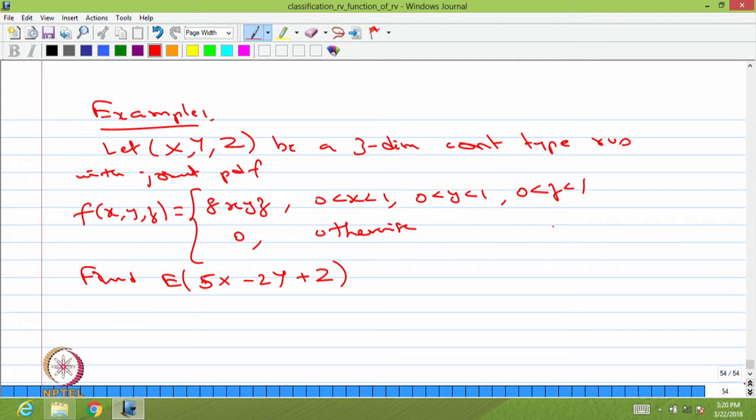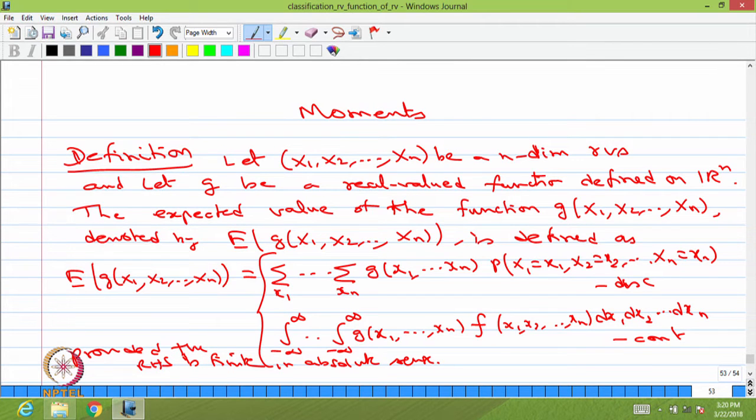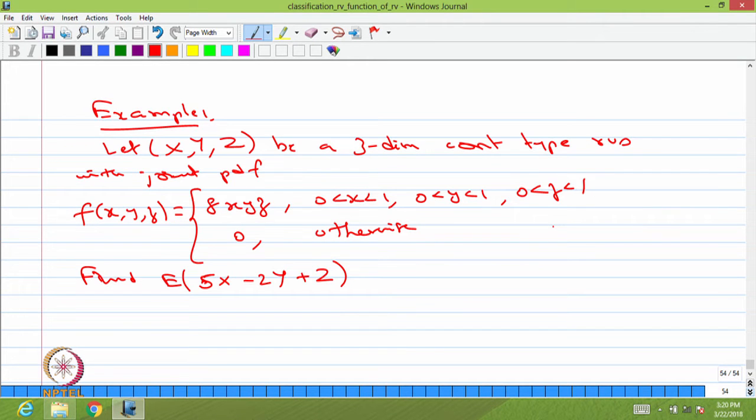You can apply the previous definition. So here the g of x1, x2, x3 is the same as 5x minus 2y plus z. Since all are continuous type random variables, make the 3 integrations minus infinity to infinity, minus infinity to infinity, minus infinity to infinity, that is 5x minus 2y plus z times 8xyz dx dy dz, that is going to be the expected value.